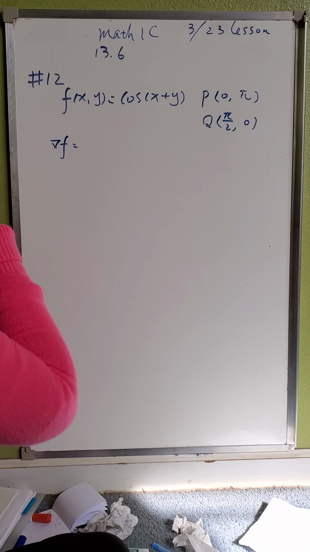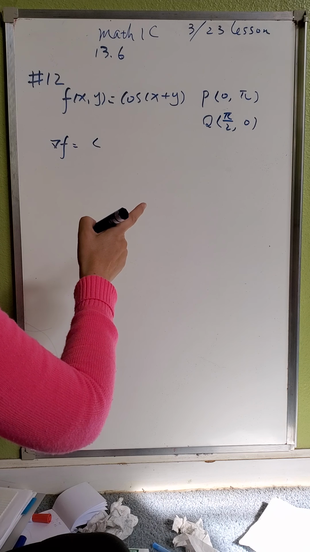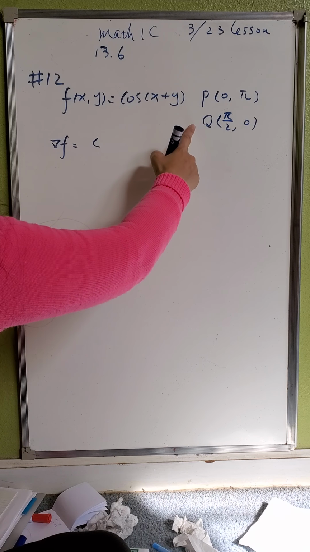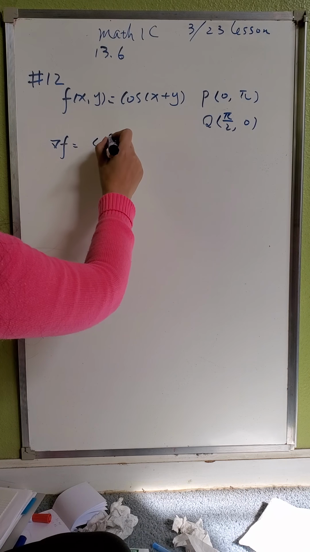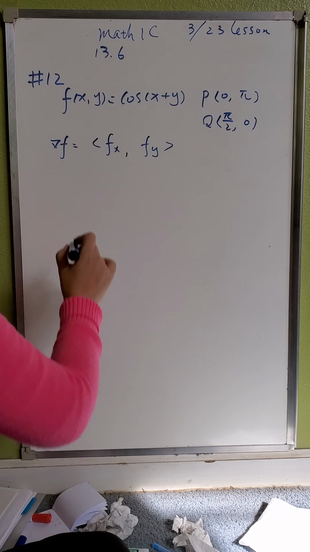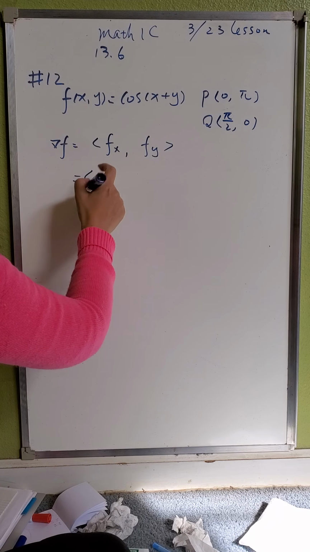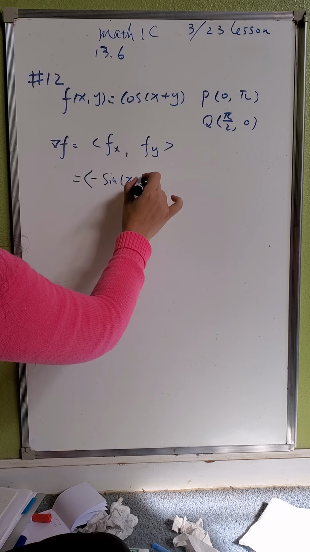The gradient is equal to, because we are not given theta, okay? Actually, we're given a u. There's a u here, but I haven't found it yet. There's a vector between 2 points, right? I want to find the gradient first. I'll tell you why. That's equal to f sub x equals negative sine of x plus y.